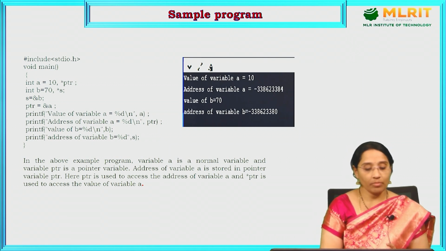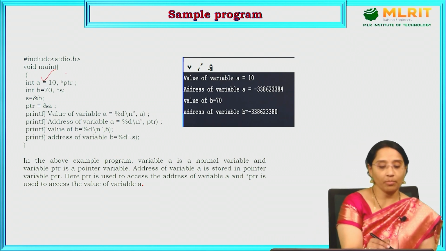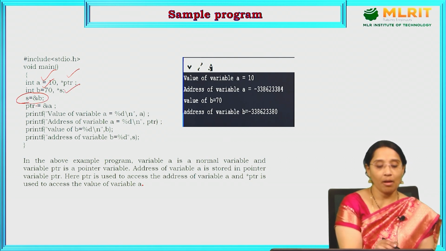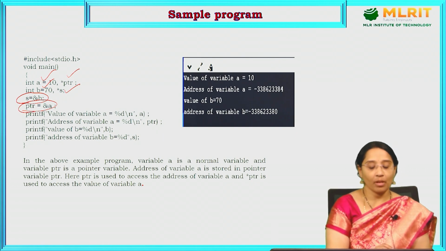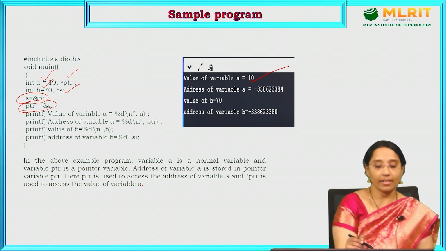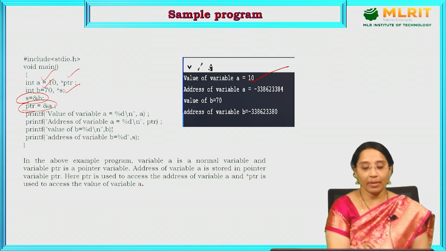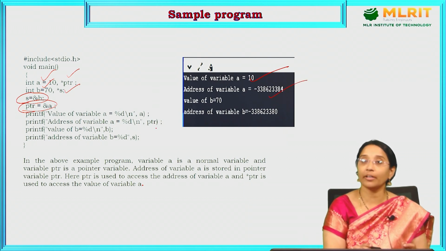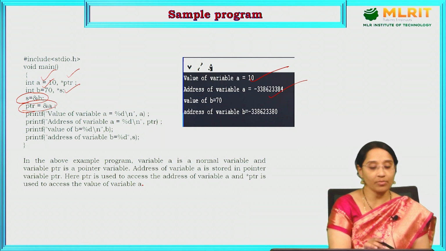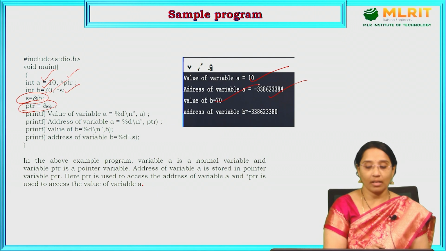So, how to assign the value here? int A equal to 10, int *P, int B equal to 70, pointer S is equal to address of B, PTR is equal to address of A. So, what is the value of variable A? A is 10, so the value will be 10. For the address of variable A, you got the address because the pointer is pointing to that location. So, you will get the address, not the value. What is the value of B? B is initialized to 70. Next, the address of variable B is some address you will get on your screen.